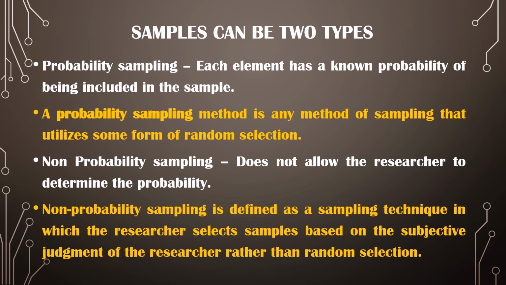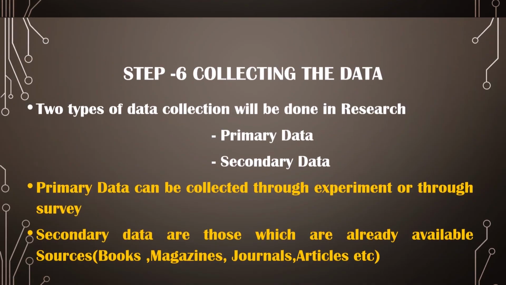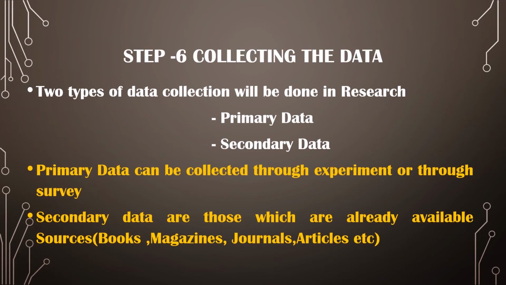Step 6. Collecting the data. There are two types of data collection which is done in a research. One is called primary data collection, another is called secondary data collection. Primary data can be collected through experiment or through surveys, and secondary data are those which can be collected from already available sources such as books, magazines, journals, articles, etc.